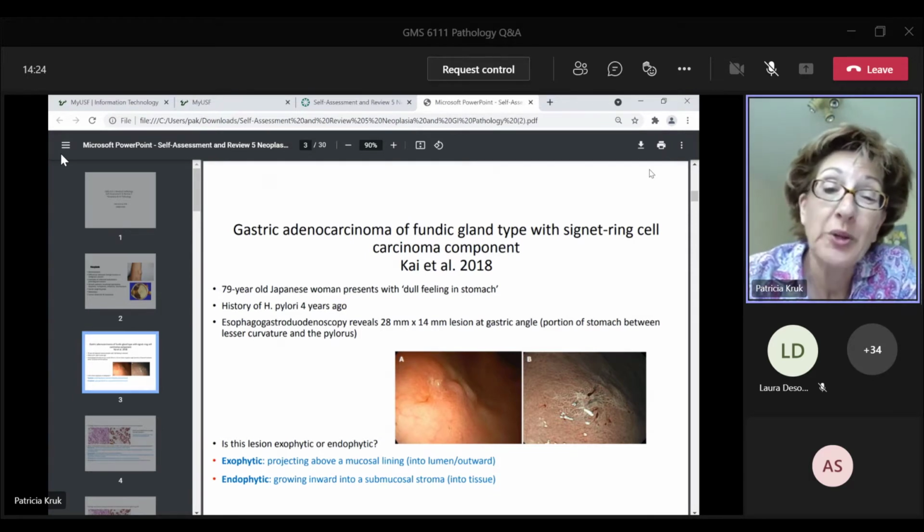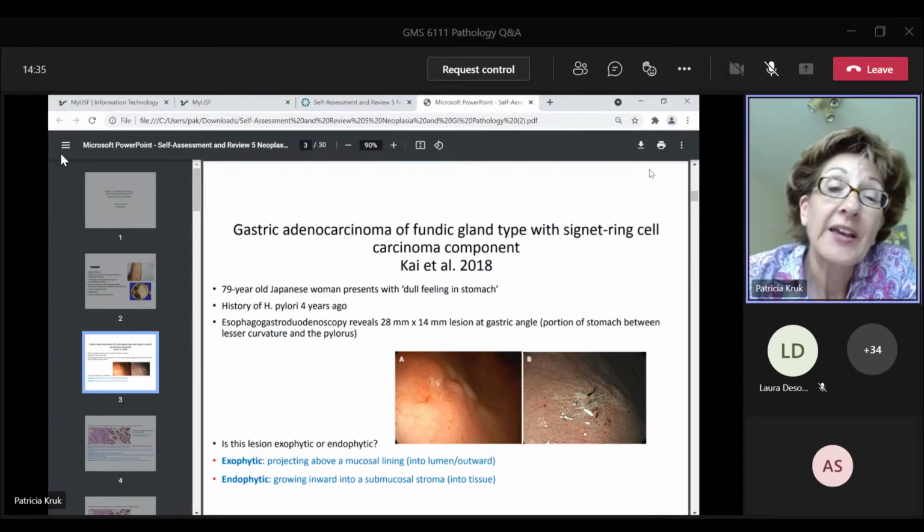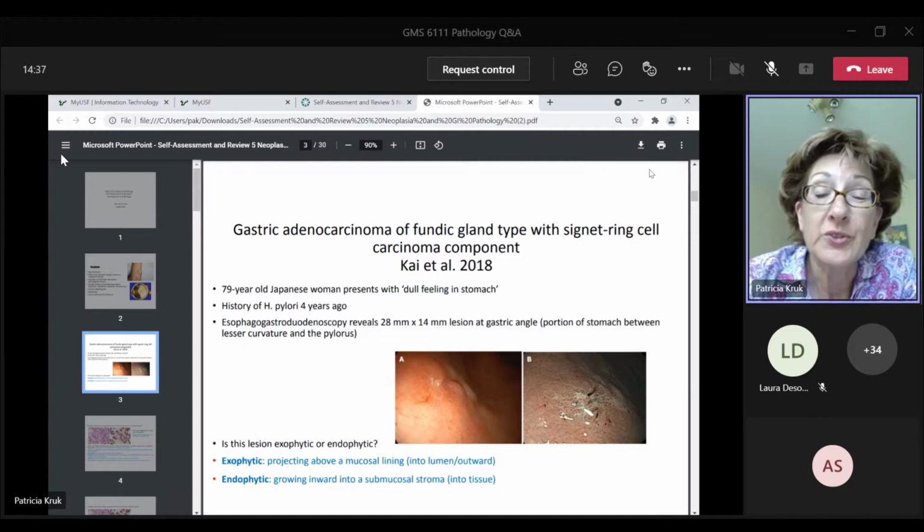All right, so the first study is entitled Gastric Adenocarcinoma, fundic gland type with signet ring cell carcinoma component. In this case study, we have a 79-year-old Japanese woman who presents with a dull feeling in her stomach. She had a history of an H. pylori infection 4 years ago.